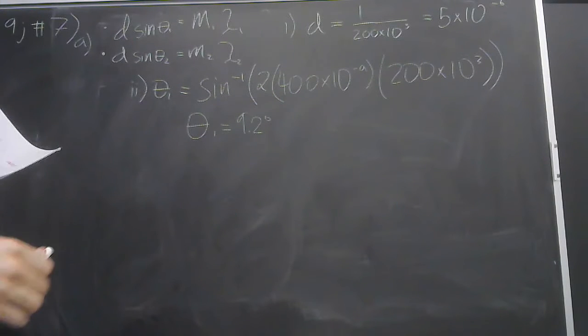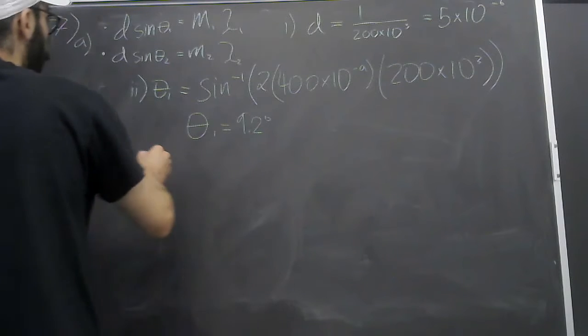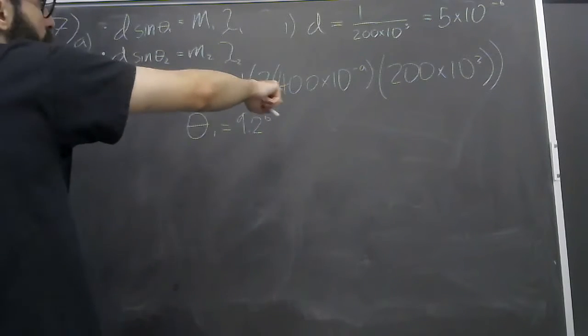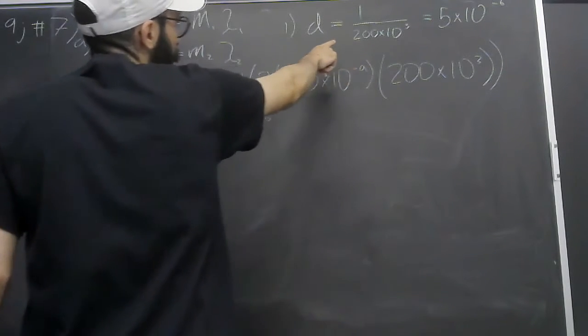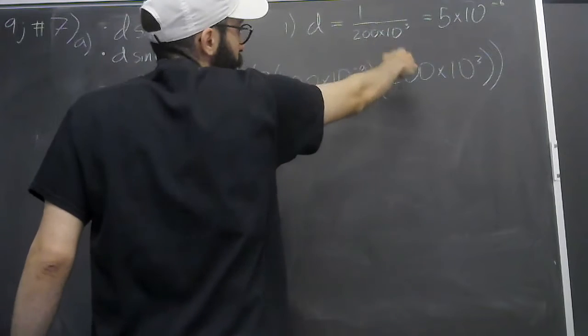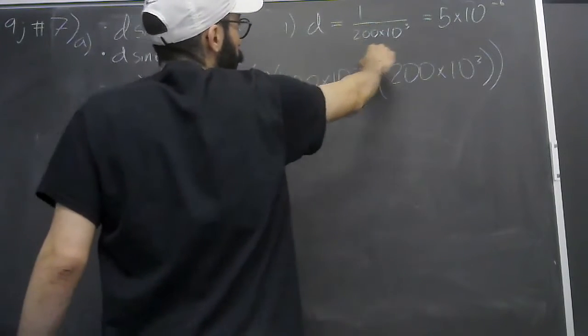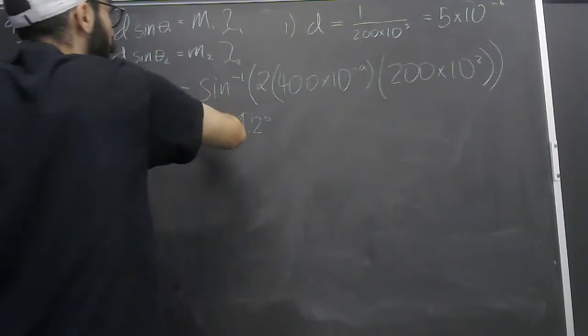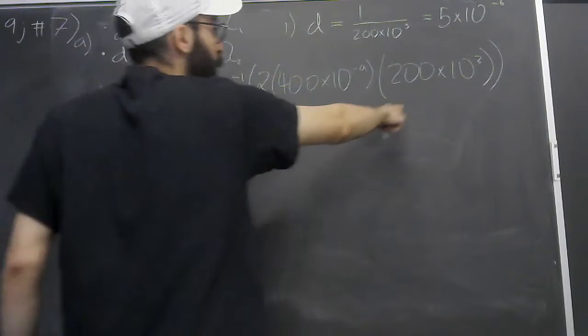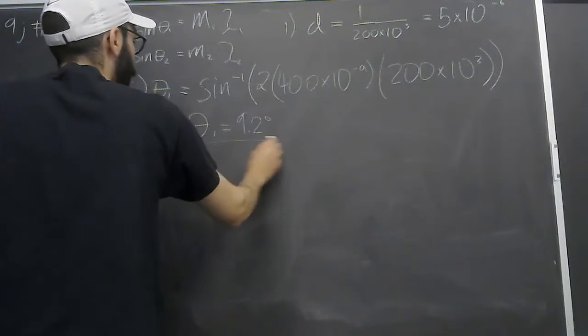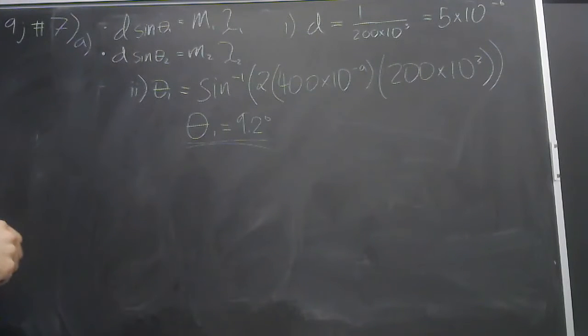The second thing is, the equation is normally d sine theta 1, and I multiply by this on both sides, this 200 times 10 to the third, to cancel it out on the left and to put it on the right. And that's how you're going to get this angle, right?